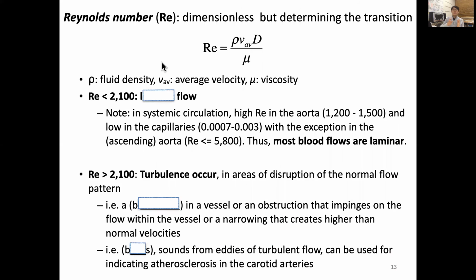To understand when the flow becomes laminar or turbulent, we need to understand a cool concept invented by Reynolds. So we name it the Reynolds number. Usually this Reynolds number is non-dimensional. There's no physical dimension, so it can be very universal, and it's called dimensionless. But why is it important? Because it determines the transition from laminar to turbulent flow.